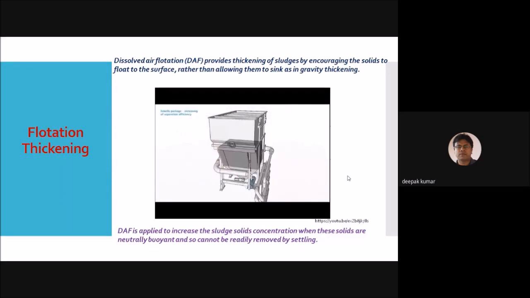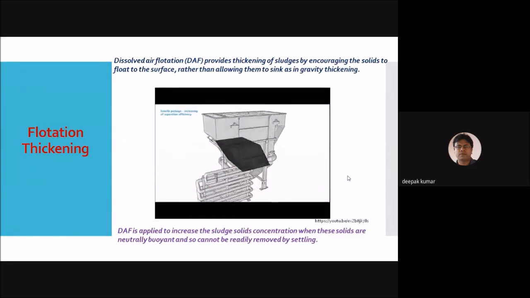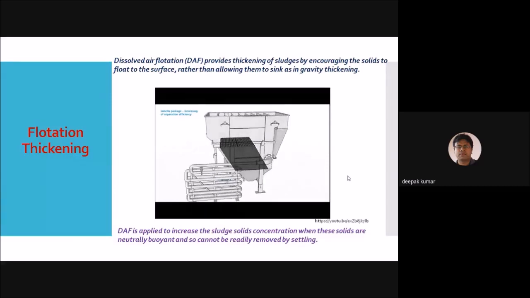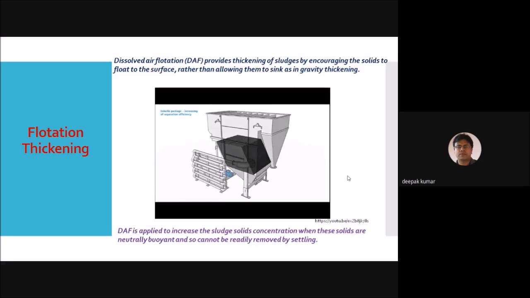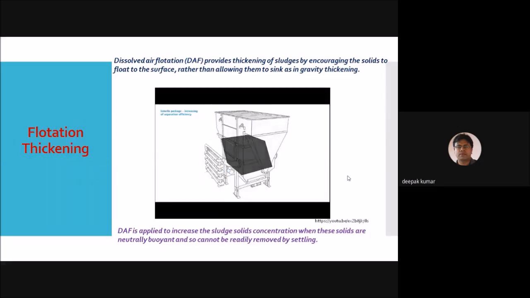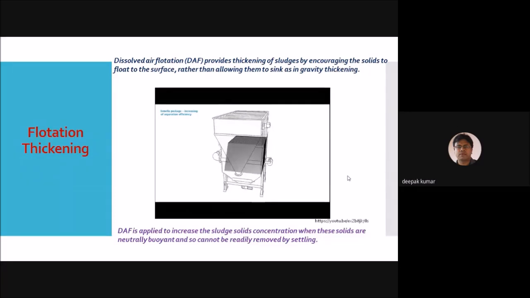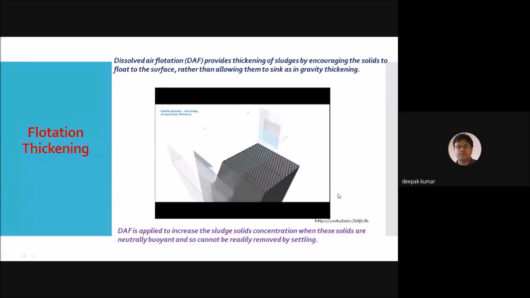So this is the whole process of flotation thickening. The main aim of flotation thickening is that the sludge, which is mixed with the water, when it is passed through the dissolved oxygen, gets separated and floats on the surface, and finally they get separated from it. Okay.